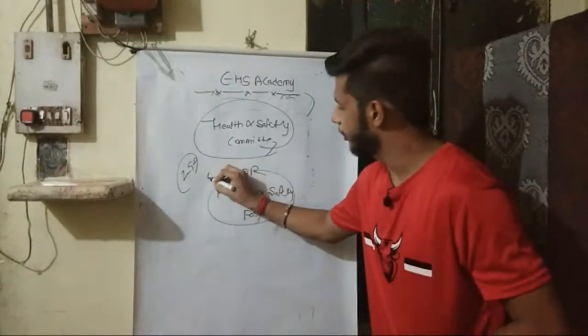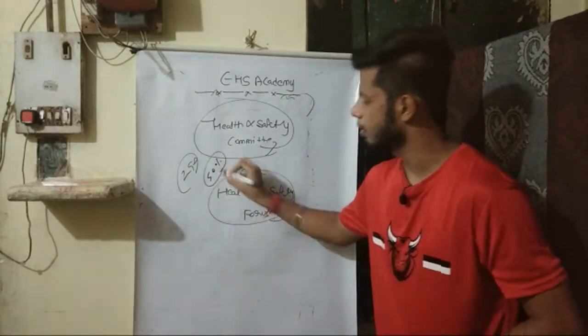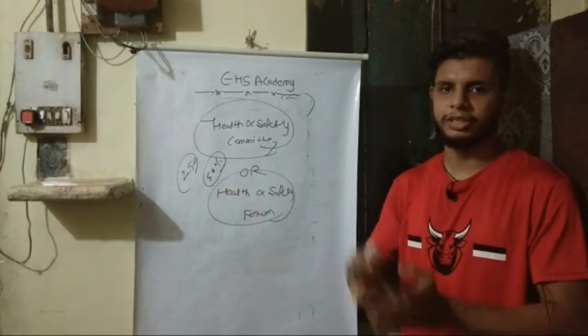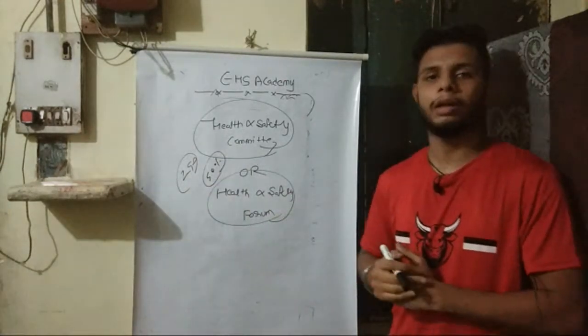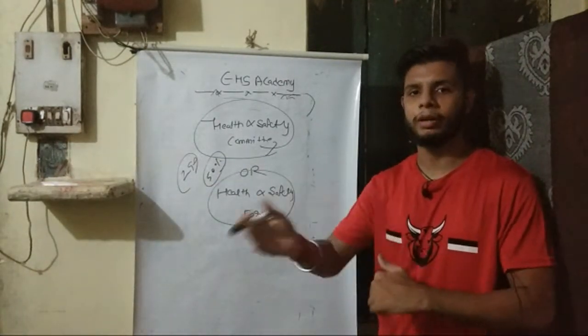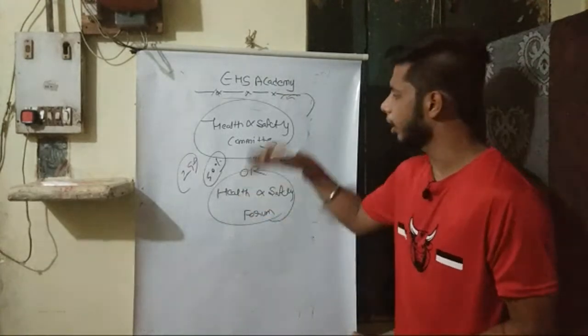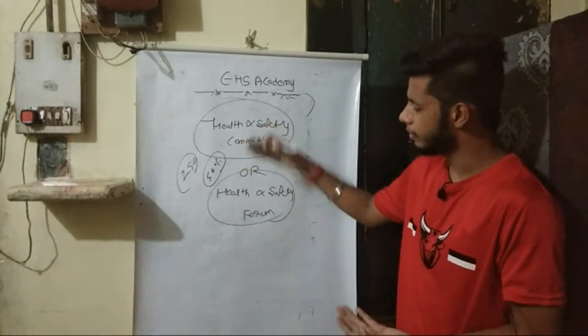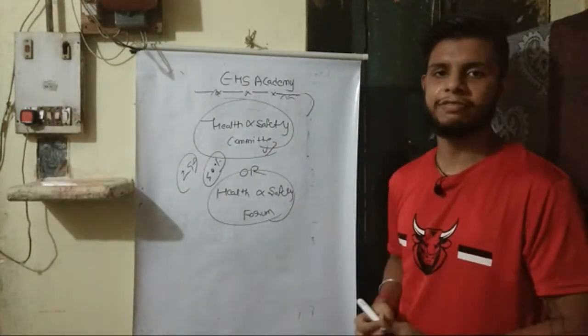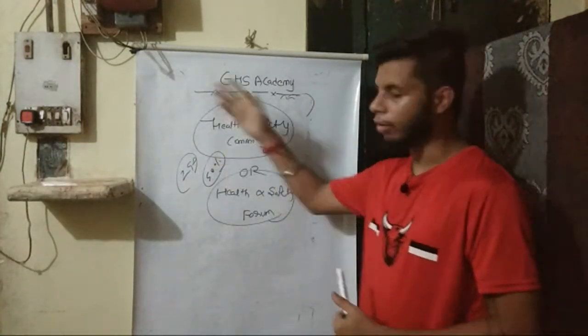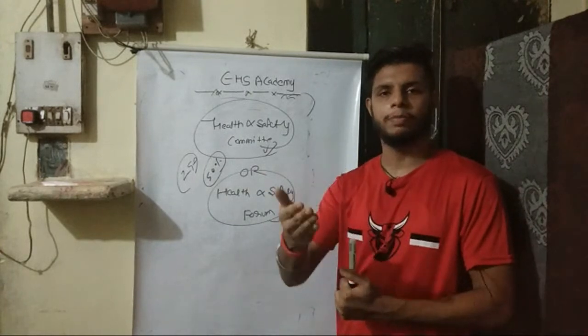50% of the participants of that committee will be from worker representatives, not workers. They are worker representatives, meaning workers will choose who will take part in the safety committee. The other name of the safety committee is health and safety forum, but most often we use the name health and safety committee. Now 50% from worker representatives and the rest 50% from the management side.